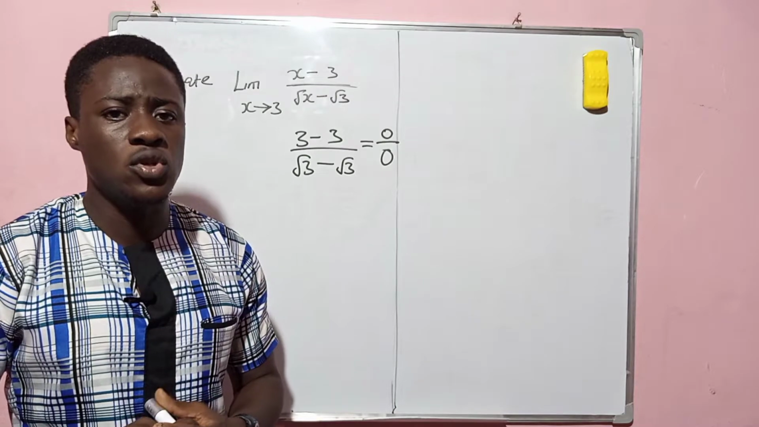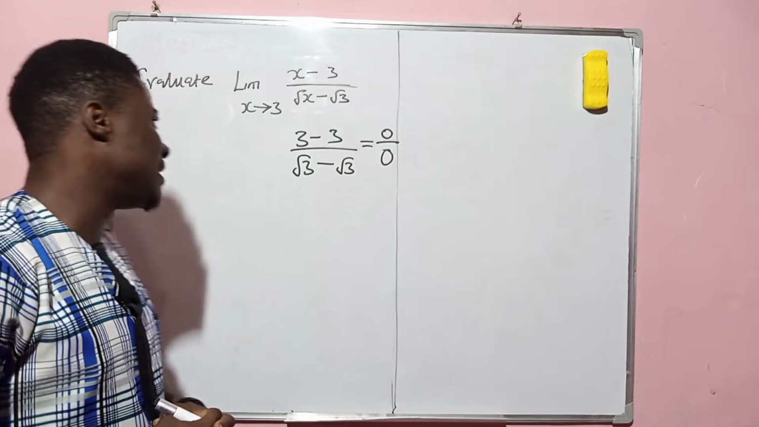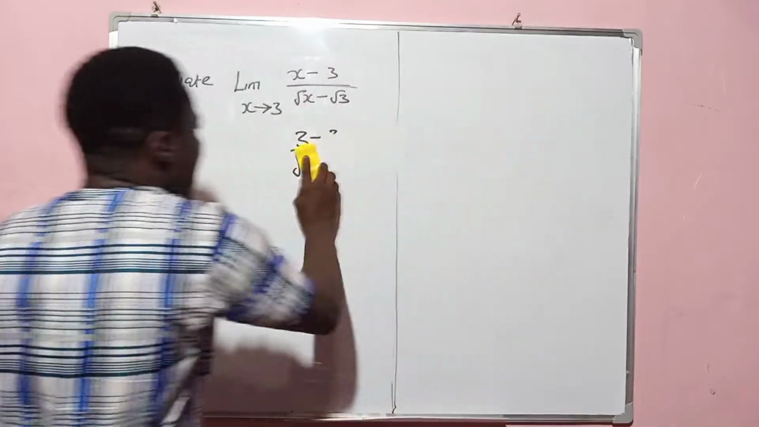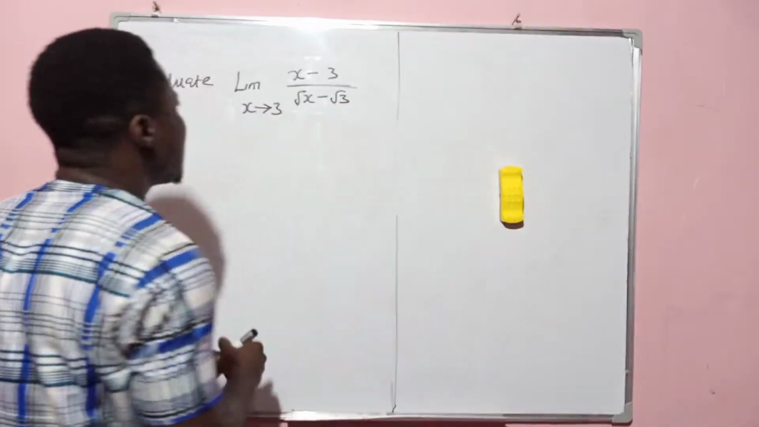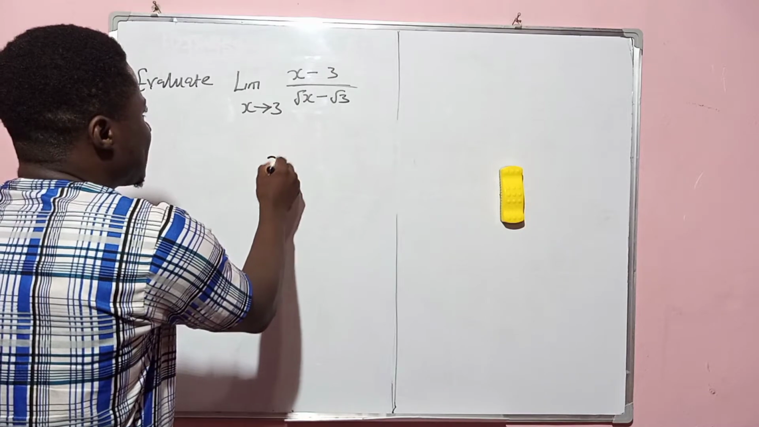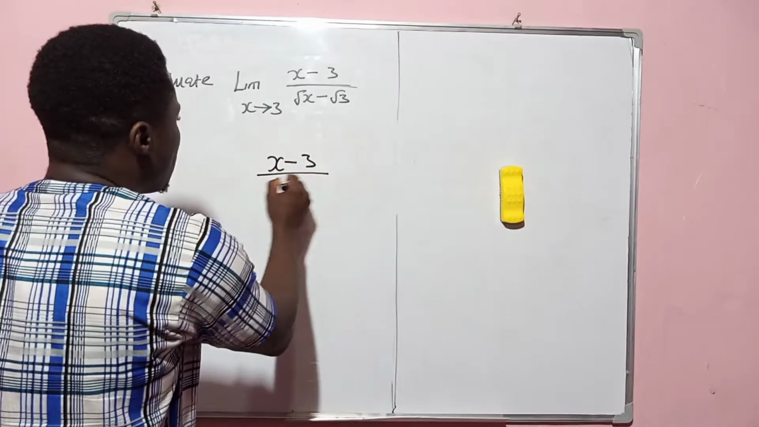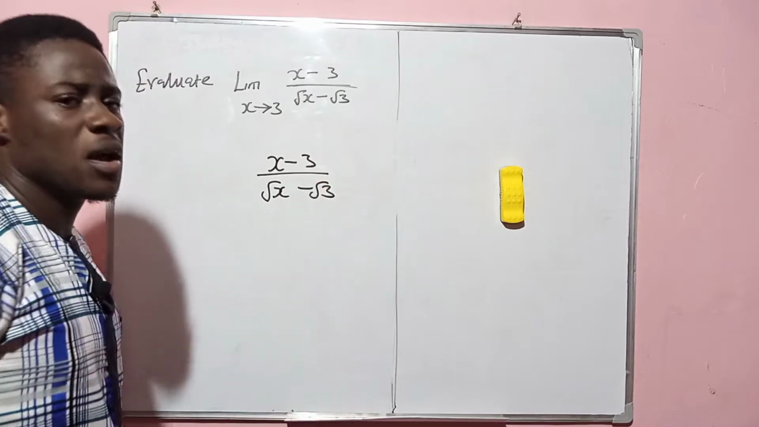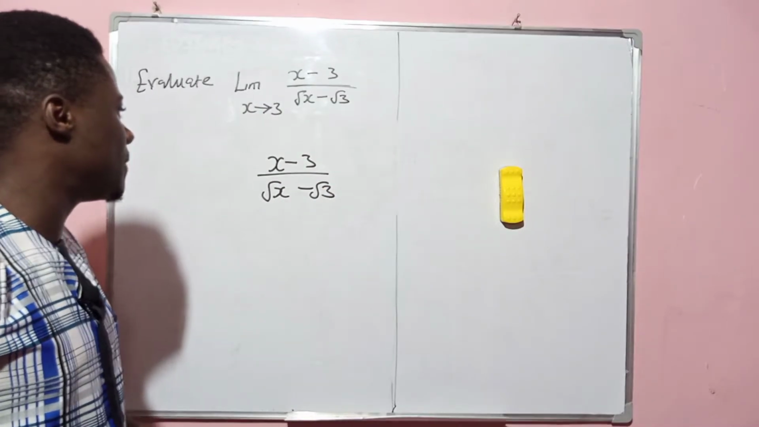What now are we going to do in this case? Hope there is a solution. Yes, automatically there will be a solution for this. How then do we solve this? Let me bring out the expression first. We'll have x minus 3 over square root of x minus square root of 3. How do we go about solving this kind of problem now?